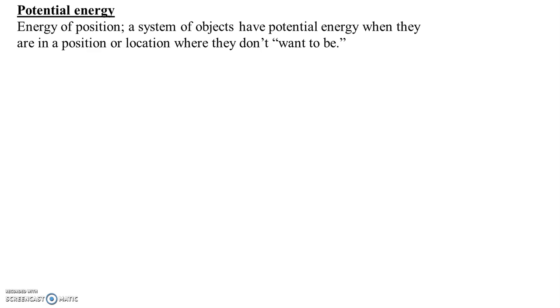A system of objects have potential energy when they are in a position or location where they don't want to be. Now, I put want to be in quotes because, of course, we're talking about inanimate objects. They don't really have wants or feelings or desires, but it's actually pretty easy to tell if they're in a position where they don't want to be.